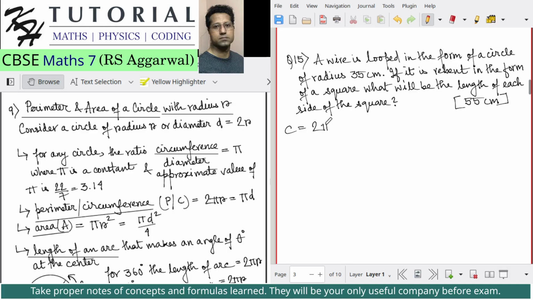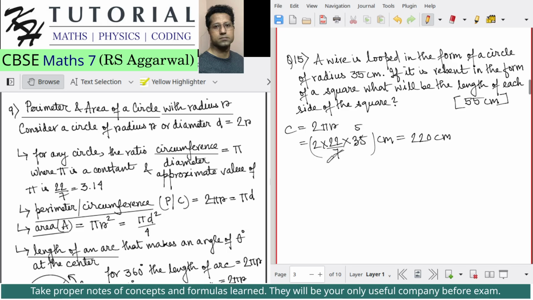C is equal to 2 pi r, which is 2 multiplied by 22 by 7 multiplied by r, which is given as 35. So this much centimeter is the circumference, which after simplification becomes 220. 220 centimeter is the circumference of the circle, which means that 220 centimeter is the length of the wire. Now when it was rebent into a square, the problem is asking what will be the length of each side of the square.